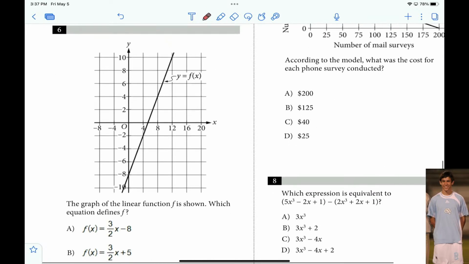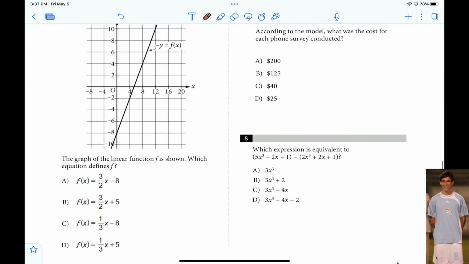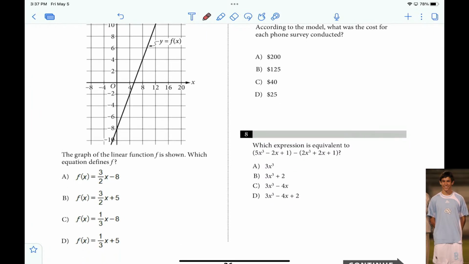All right. That's number 6. So this is a question where they give us a graph, and then they're asking for the equation of the graph. So they're saying, the graph of the linear function f is shown. Which equation defines f? So I'm going to talk about this problem 2 ways. One way is to do this like we do lines with the graph, which a lot of times we just kind of count the slopes.